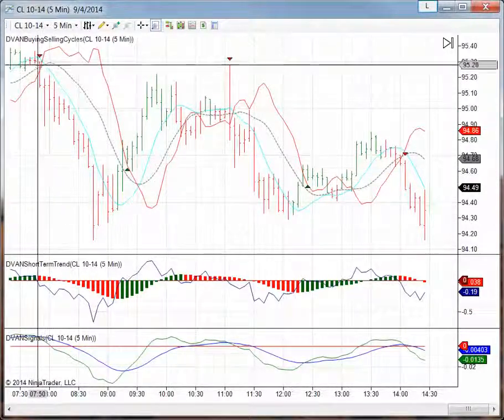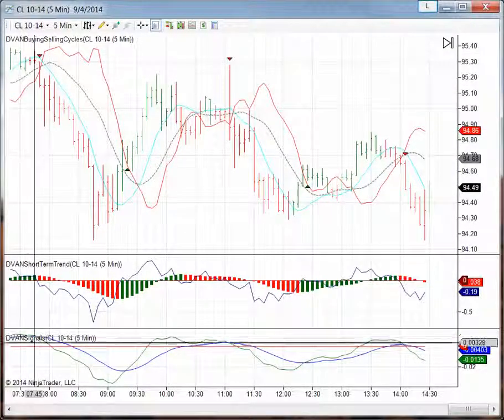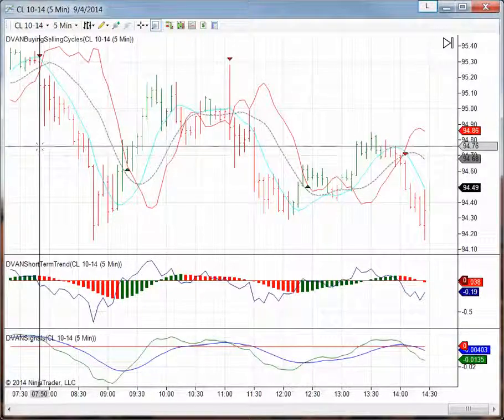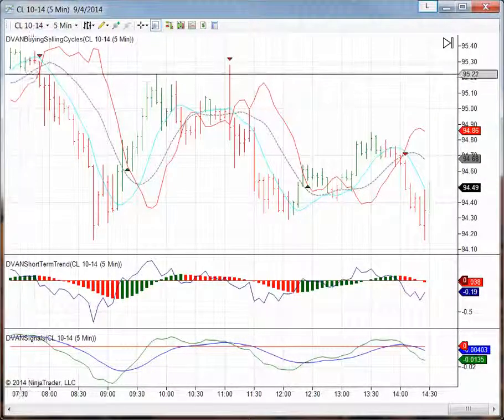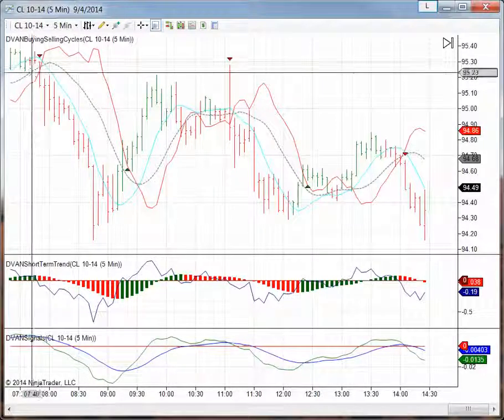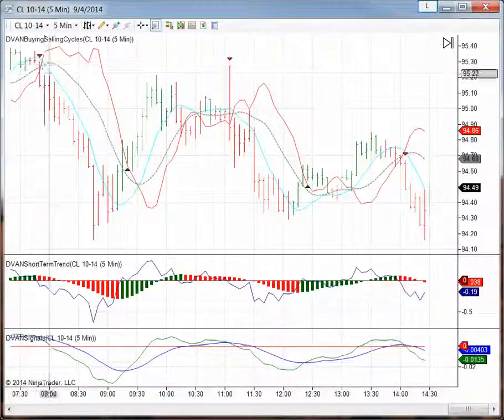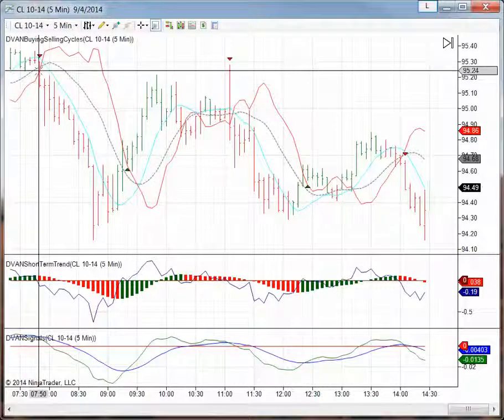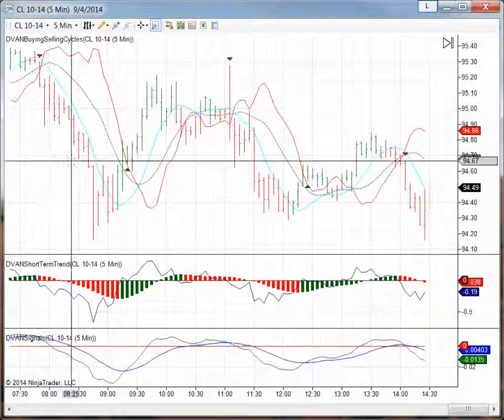When we see a red arrow, it means the velocity indicator below is crossing, indicating that we're getting forceful to the downside. And we've crossed below the pivot line, this gray dotted line, meaning that the trend line, the light blue line, is down. This leads to a big hit to the downside.